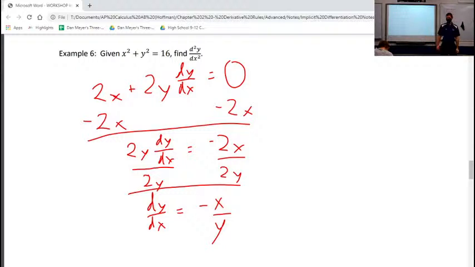We got to make it more interesting. All right, let's do the second derivative. This is just a notation for second derivative. Here we go. It's going to be a negative, and then I want the derivative of x over y, so here comes the quotient rule.